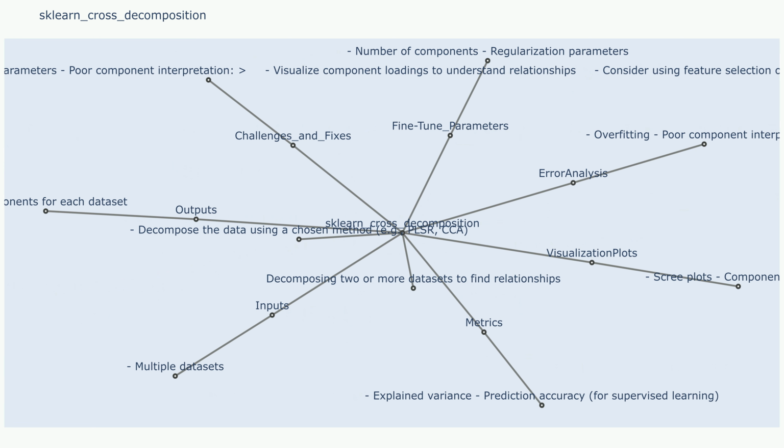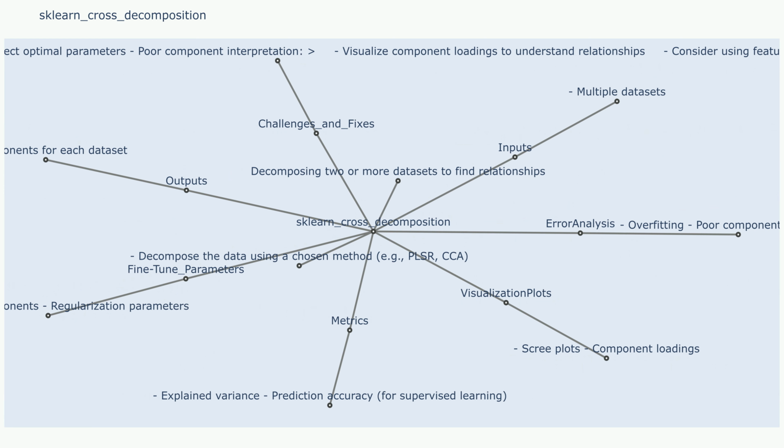Inputs. Input 1, X. This is typically a matrix or array representing the first dataset. Each row represents a sample and each column represents a feature. Input 2, Y. This is the second dataset, structured similarly to X. It could be another set of features, different measurements, or even target values for supervised learning tasks.